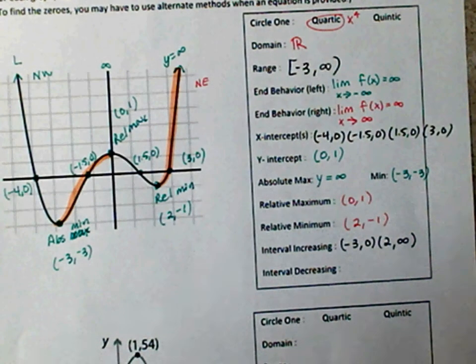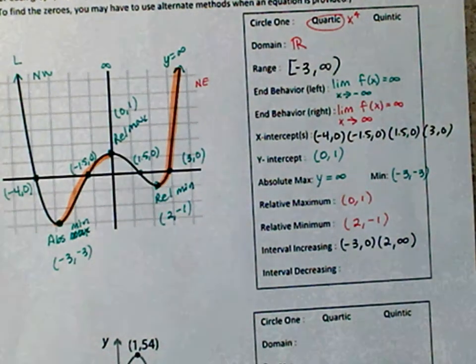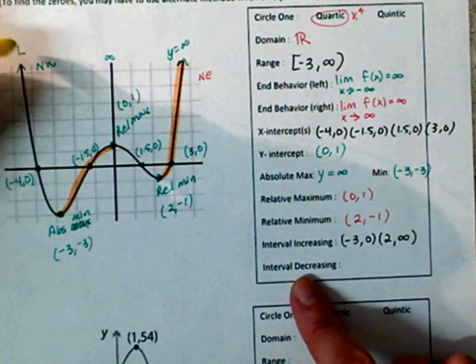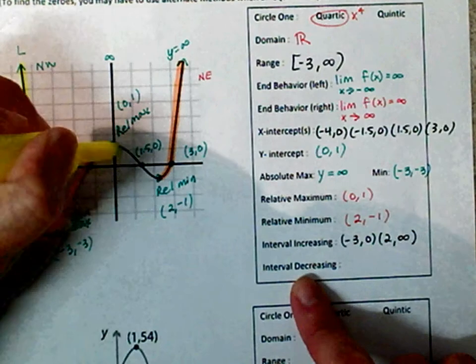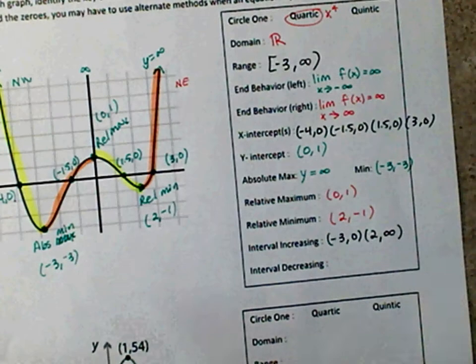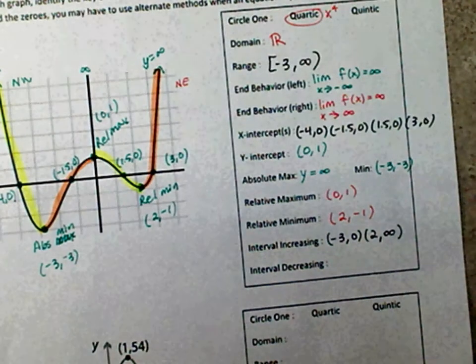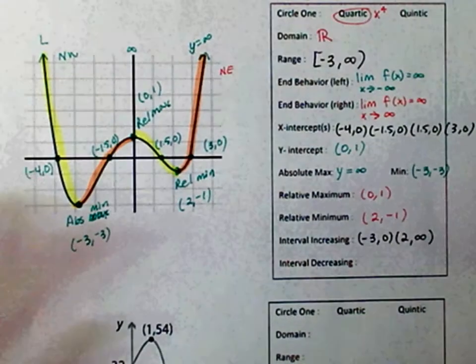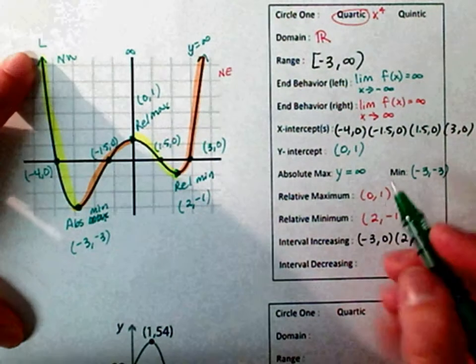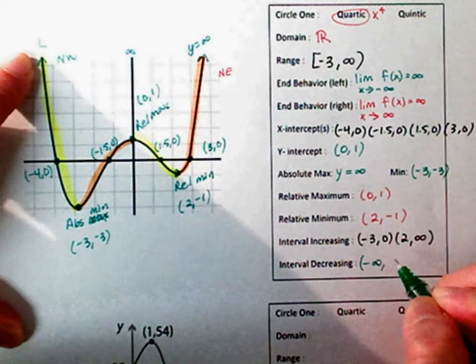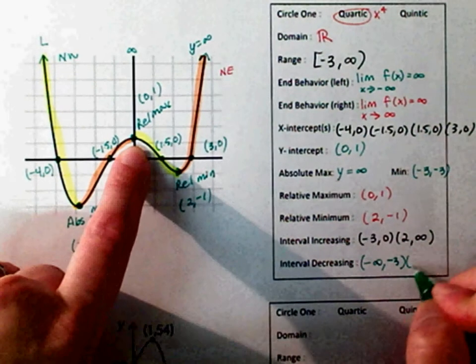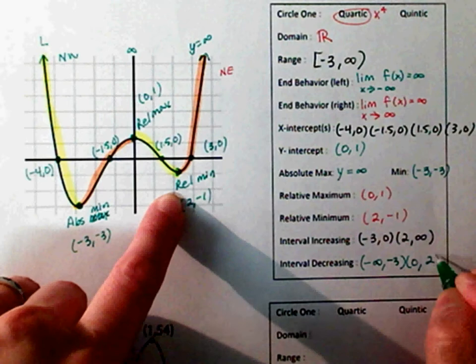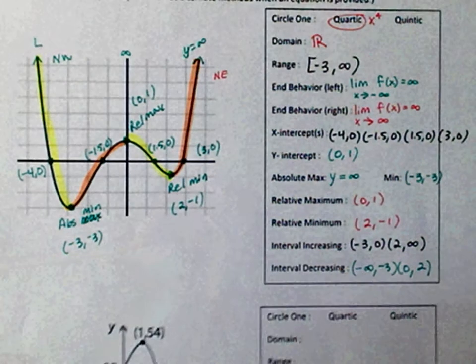Interval decreasing. Sorry, I keep saying relative minimum. Starting at negative, coming all the way down, and then I have another one here as well, okay? Interval decreasing, starting right here at negative infinity, stopping at -3, starting at 0, down at 2. Okay, so there you have that graph.